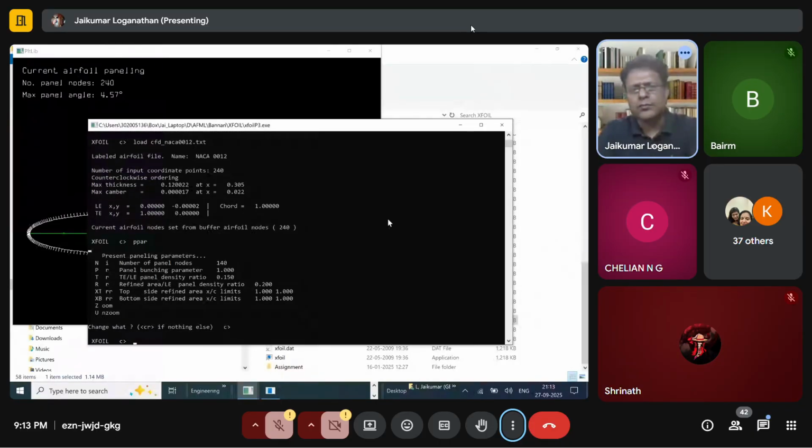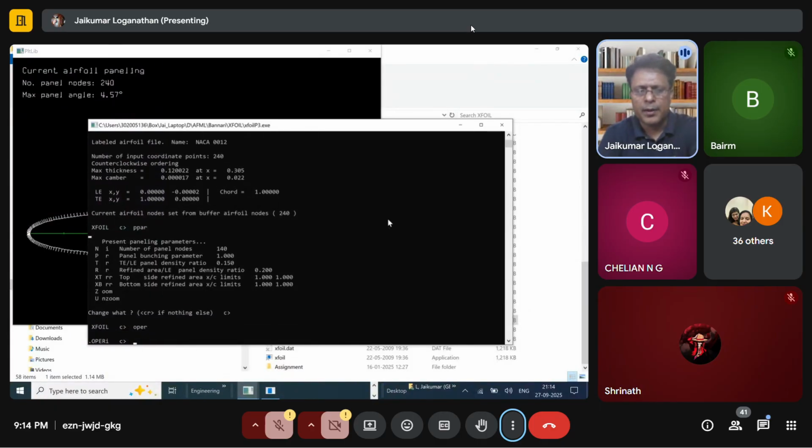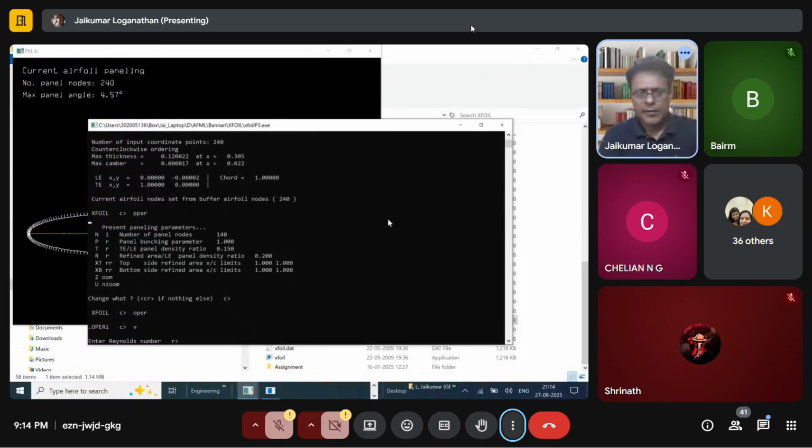For you to analyze the airfoil, you have to go to operations. It's called OPER. That's the command. Once you go to OPER, you see it's putting an I there, which means it is in the inviscid mode. That means it is not going to consider any friction. But we want friction to be considered, right? So to change it to viscous mode, you have to type V first. The moment you type V, it will ask for the Reynolds number.